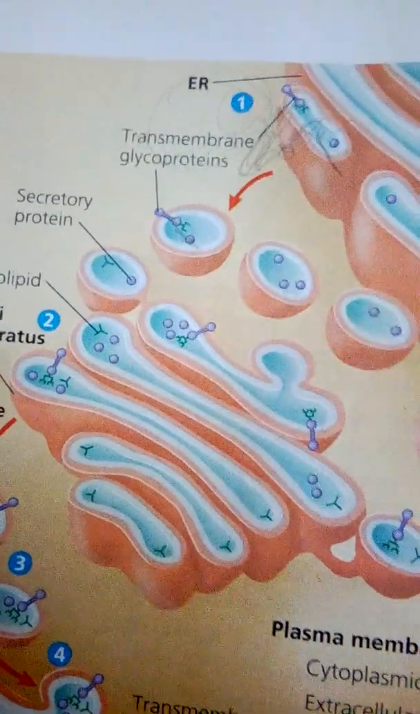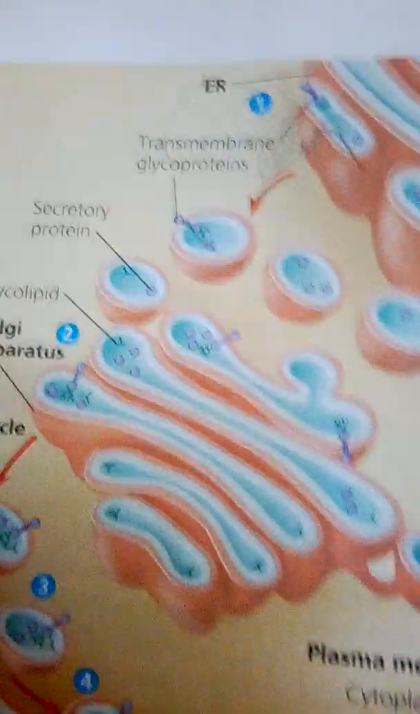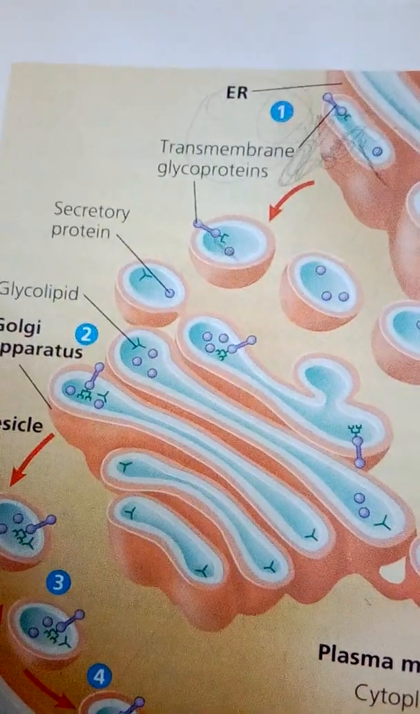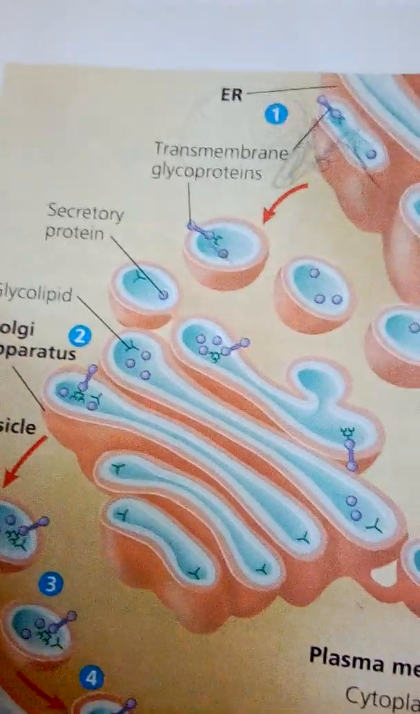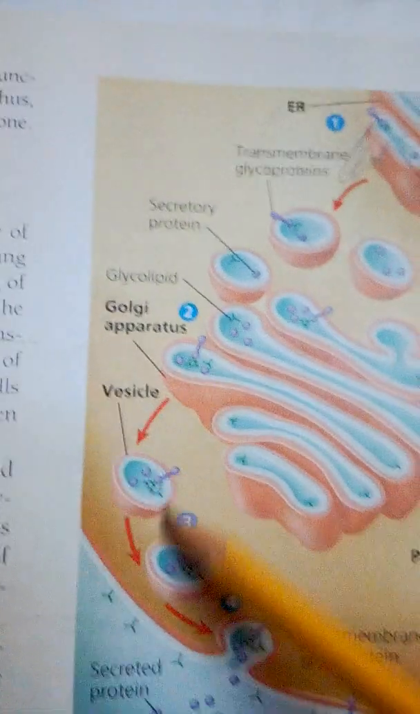Inside the Golgi apparatus, the glycoproteins undergo further carbohydrate modification, and lipids acquire carbohydrates, becoming glycolipids. Transmembrane, number 3, notice stage 3 here.